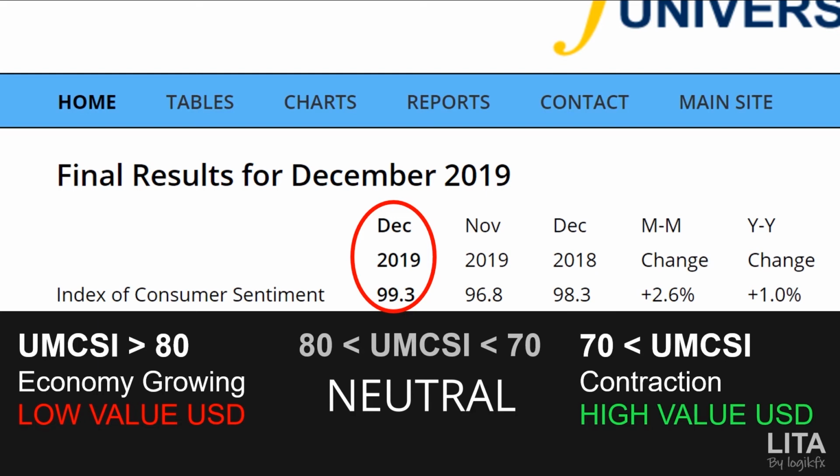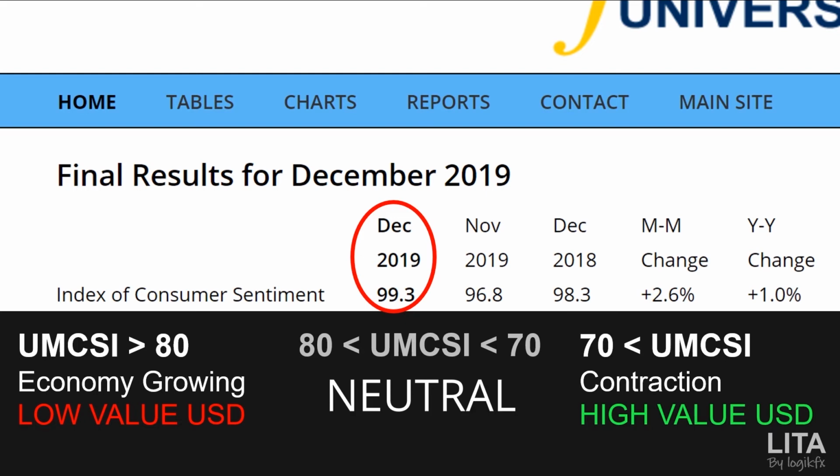Now, I want all of you to write down the following conditional rules. If the readings for the UMCSI are above 80, this means that consumers are bullish. And bullish basically means they're happy about the future. You think it's going to go up. And they expect higher than 2% GDP growth. And what that means is more money in supply, low currency value.